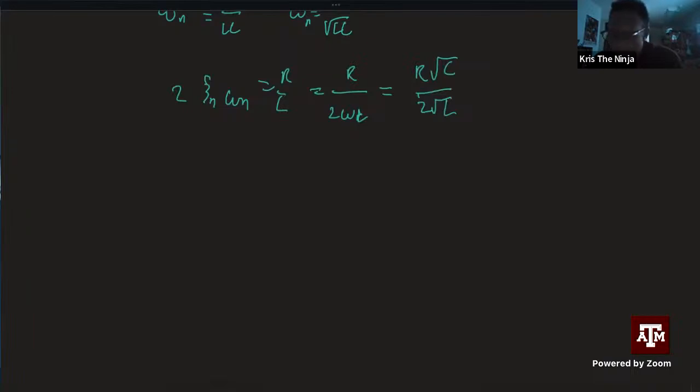I'm not going to go through all the algebra. Just trust me on this. And then you have your zeta value, zeta n equals R times the square root of C over 2 square roots of L.